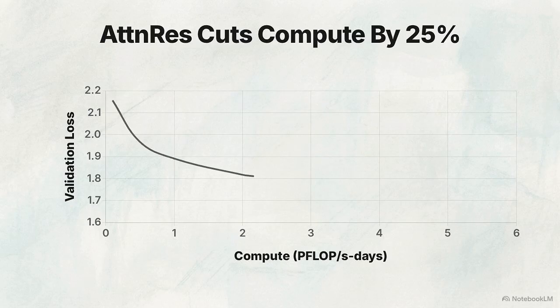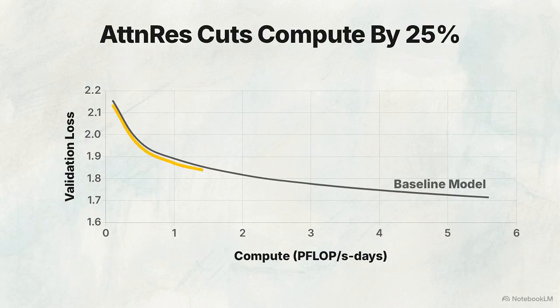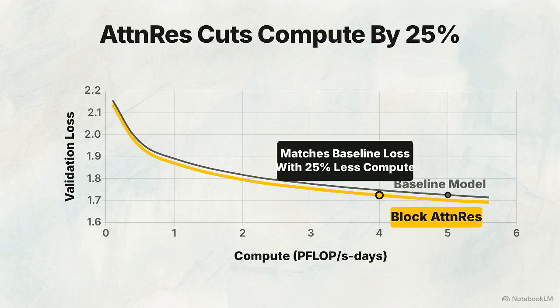This chart shows the model's scaling laws, predicting performance based on computing power. The block attention residual curve shifts cleanly downward, achieving lower loss. Mathematically, it matches the exact loss of a baseline model trained with 25% more raw compute.